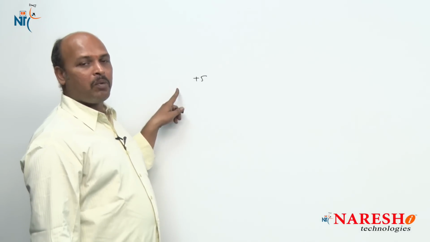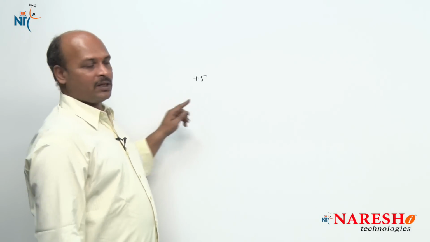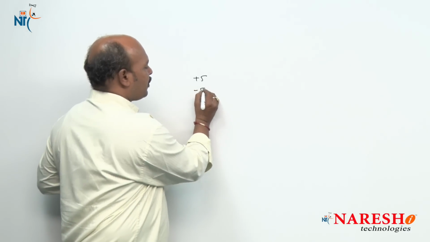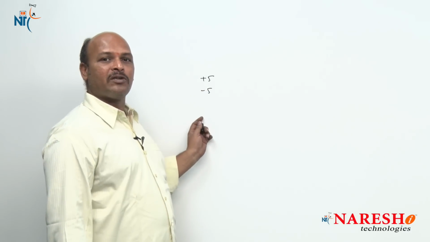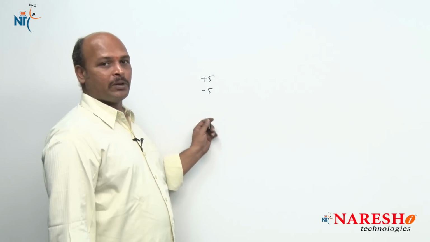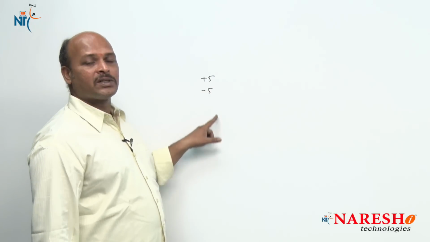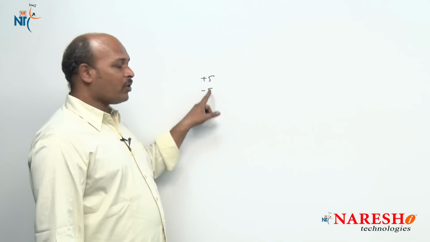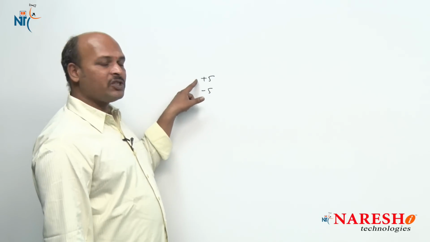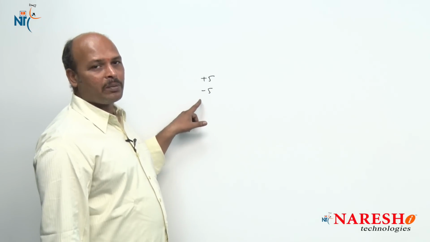5 is a positive number. Next, minus 5. Here minus is indicating that 5 is a negative number. And how many operands are participating here? Only one operand. That's why it is unary plus and unary minus.